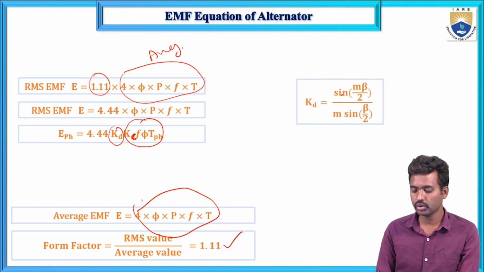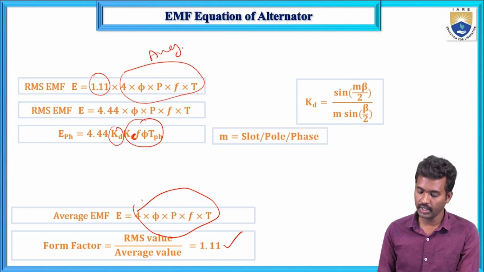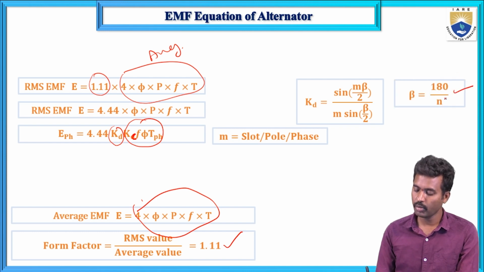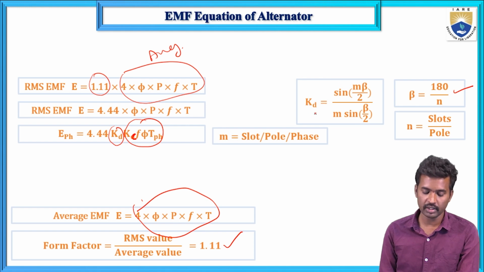Here Kd equals sin(mβ/2) divided by m sin(β/2). Kd is the distribution factor, where m equals the number of slots per pole per phase, and β equals 180 by n, where n equals slots per pole. If you know the slots per pole, you can calculate β, and with n, β and m, you can calculate Kd, the distribution factor, and substitute it in this.